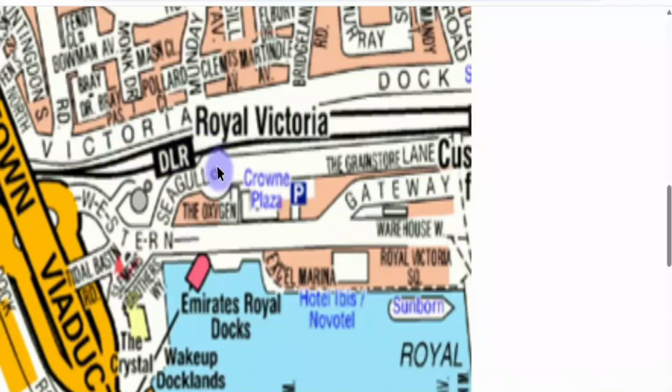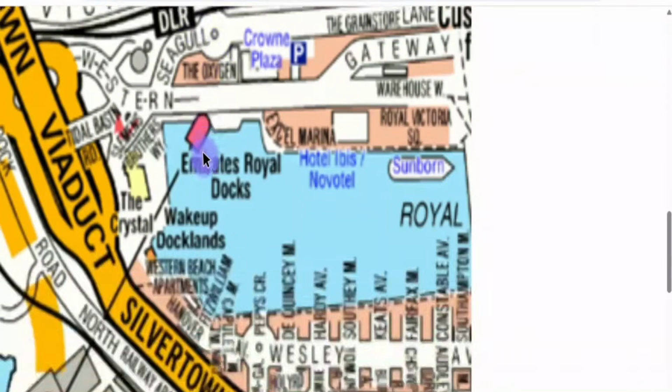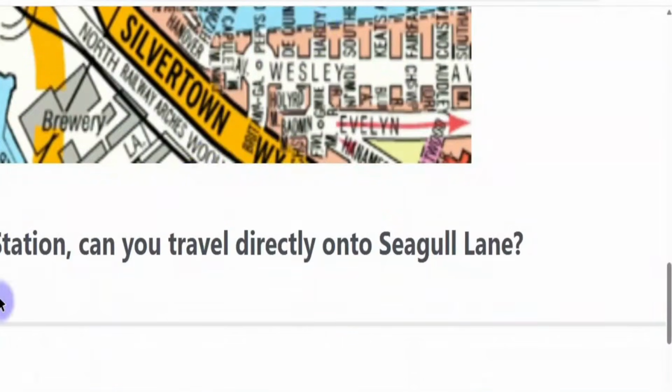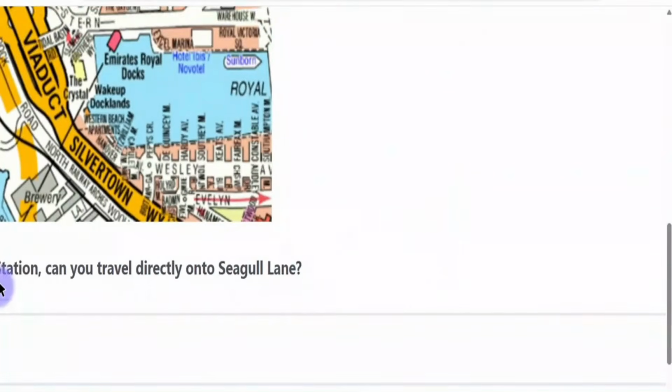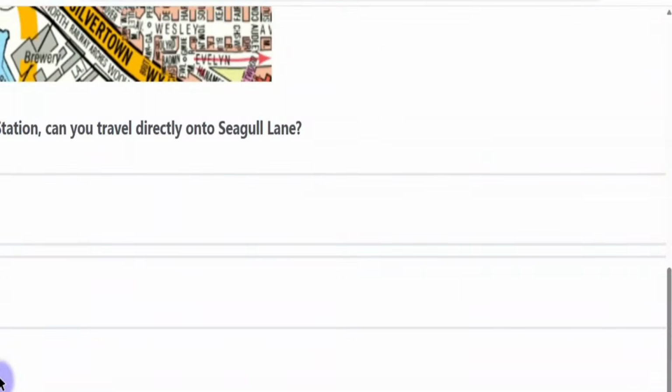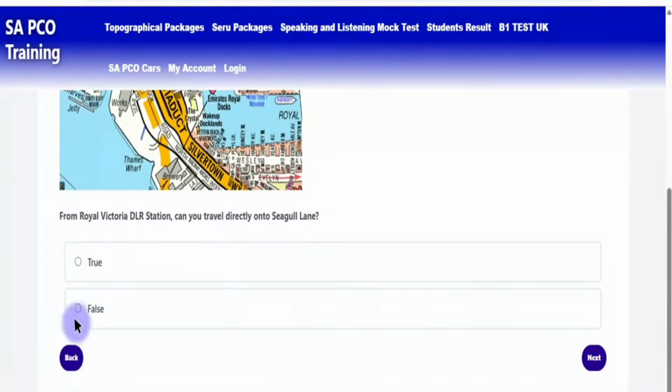If we turn here, we can see this is the DLR line, the black line. If you can see this roundabout, it looks closed. So it means you can't turn right here. Sorry, it didn't ask right or left, it's just asking can you turn. So we can't turn there. So the answer will be false.